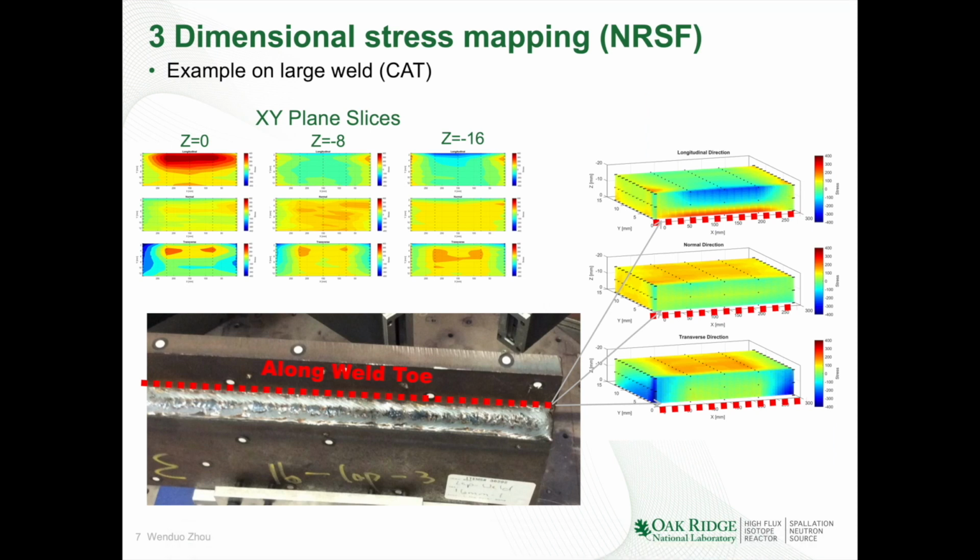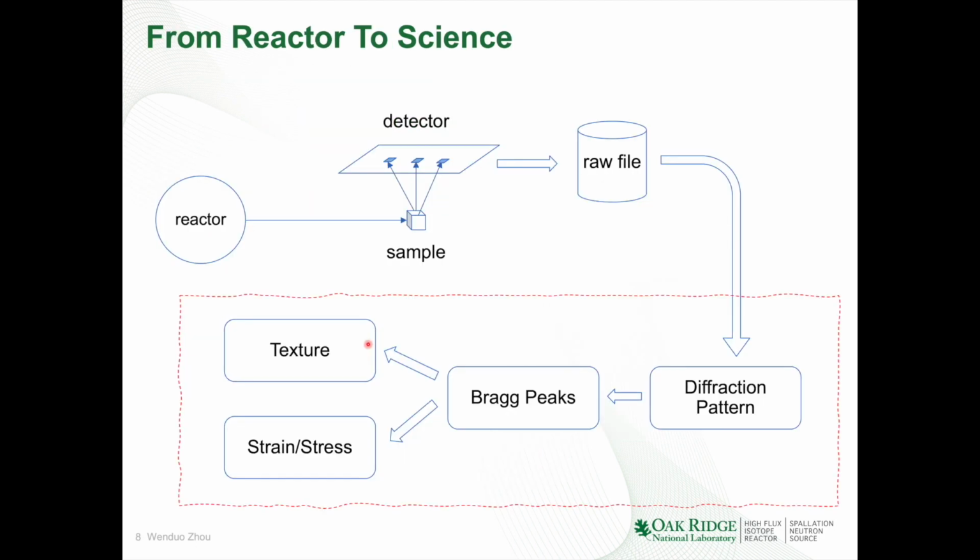For material scientists, who are the major part of the users for this beamline, their ultimate interest is to have scientific data that they can directly use to analyze the material. For example, this is a 3D stress mapping on a large weld. A series of sample points were measured along the weld toe. The change of the stress is what they are looking for. Thus, data reduction is an essential step in the whole workflow. It bridges the experiment and the science.